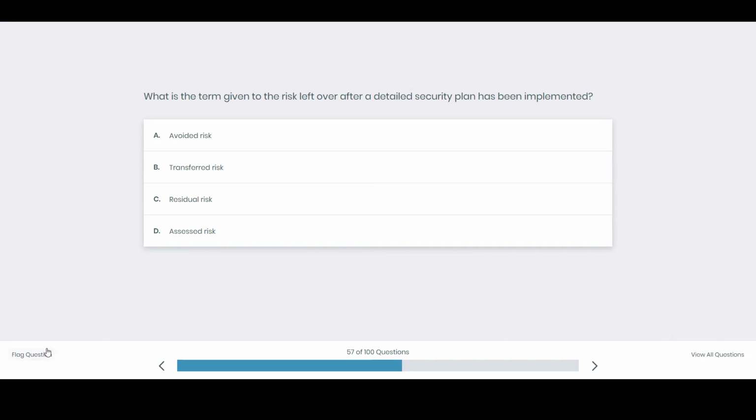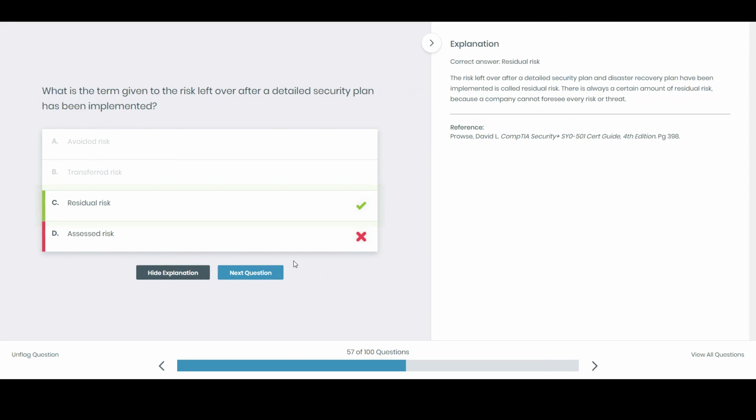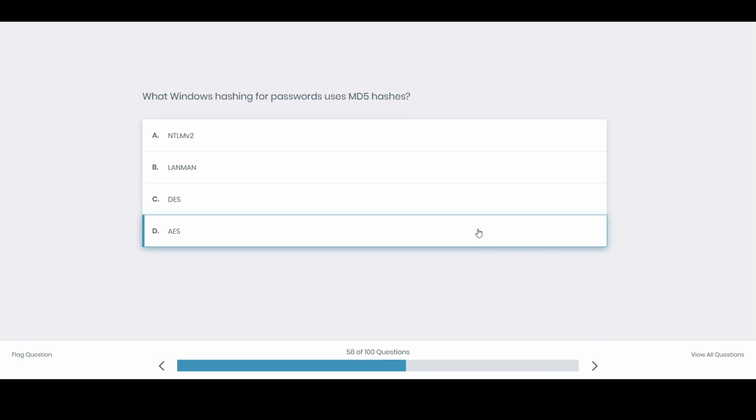Okay, gotcha. What is the term given to the risk left over after a detailed security plan has been implemented? Asset risk, I think. What is the term given to risk left over? Oh, residual. Gosh. The risk left over after a detailed security plan and disaster recovery plan have been implemented. I always forget that one.